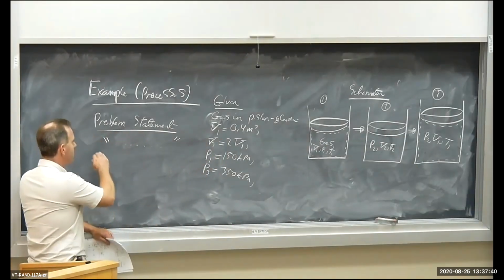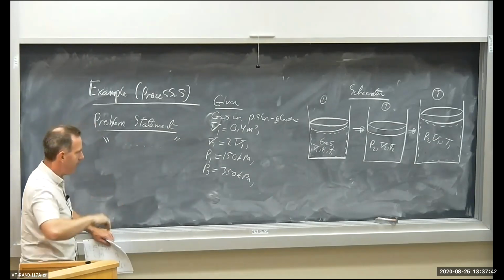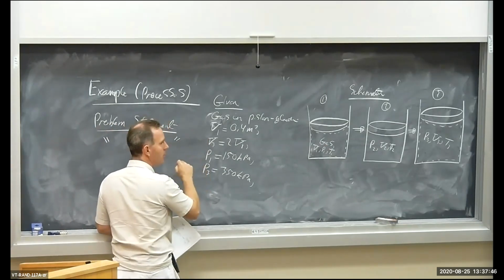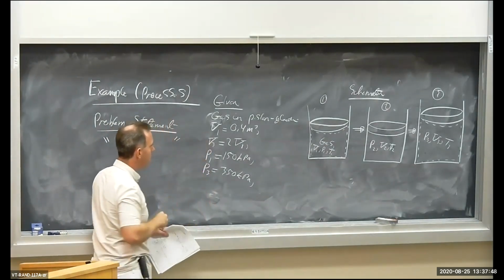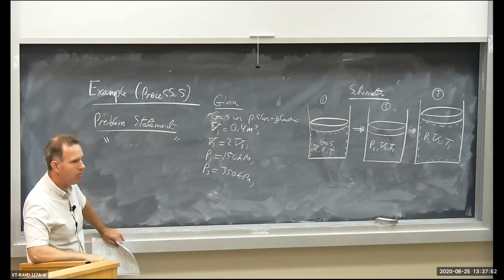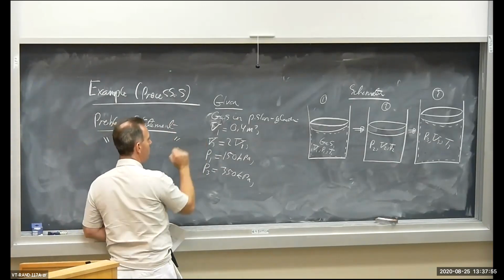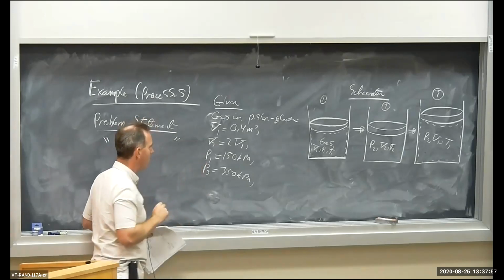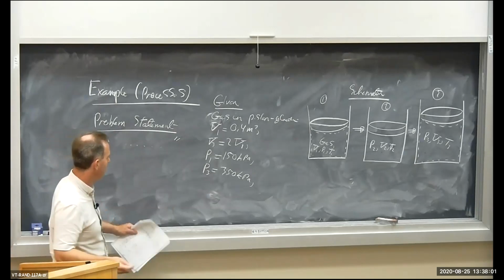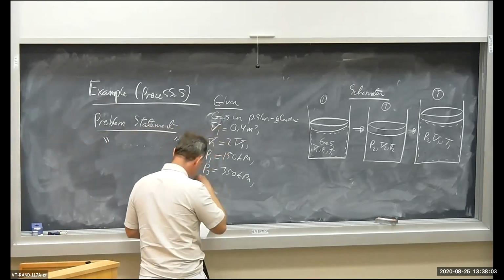We have our problem statement. You'd write that out. And then I got my givens. Gas in a piston cylinder device. My initial volume is 0.4 cubic meters. My final volume is twice the original volume. My initial pressure is 150 kPa, and my final pressure is 350 kPa. So that's what's going on in this particular problem.